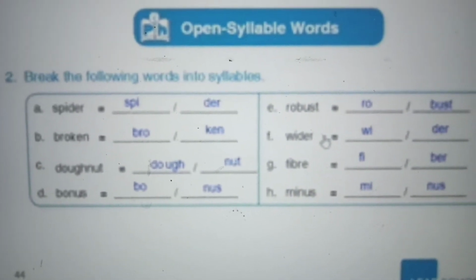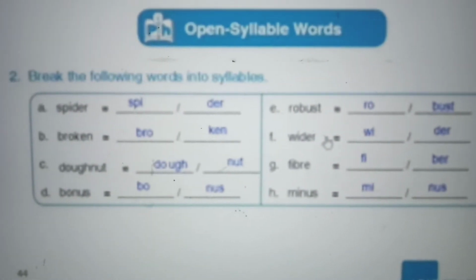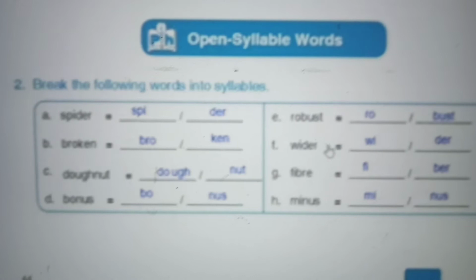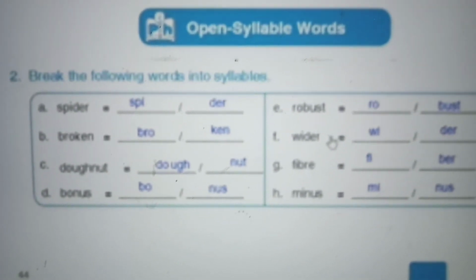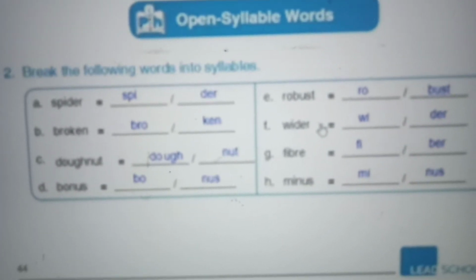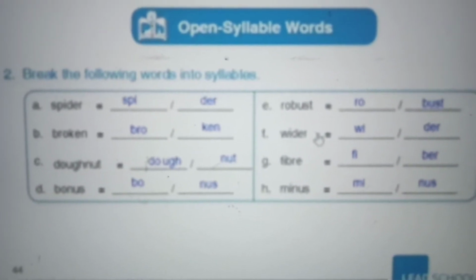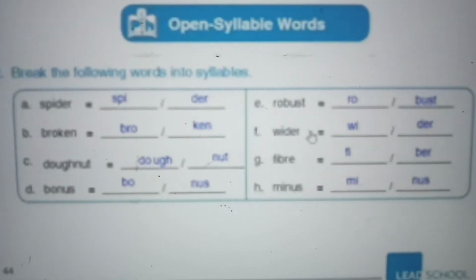Next, donut. Donut, for that, D-O-U-G-H together you call dough. But the G-H does not have any sound, it is silent. Nut. So donut is an open syllable. Those are the silent letters, so you don't take them as a consonant here.